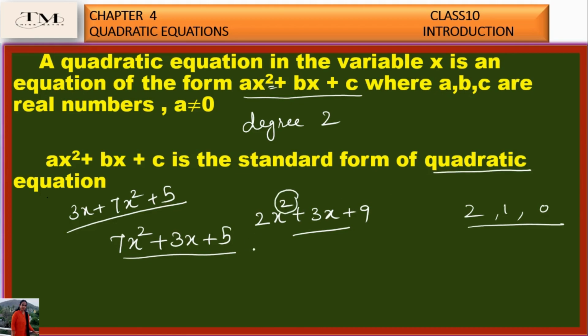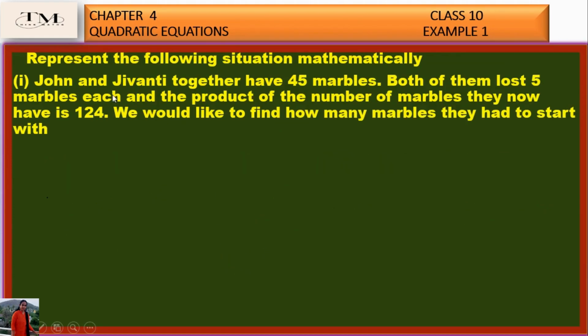Okay, so we will go into the example problems. First we have to represent the following situation mathematically. This is example 1, first part. John and Jivanti together have 45 marbles. Both of them lost 5 marbles each, and the product of the number of marbles they now have is 124. We would like to find how many marbles they had to start with.